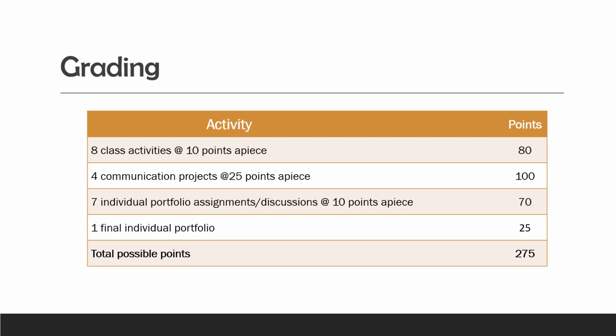Now here's how the course activities are graded. There are 8 class activities that are 10 points apiece, the 4 communications projects that are 25 points apiece, the 7 individual portfolio assignments and discussions that are 10 points apiece, and 1 final individual portfolio that is 25 points, for a total number of points of 275.